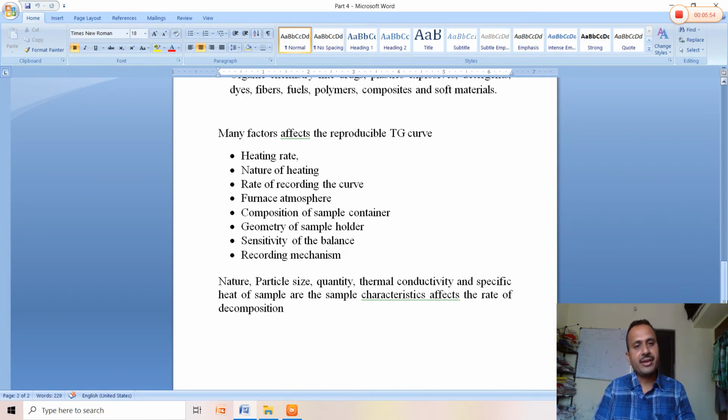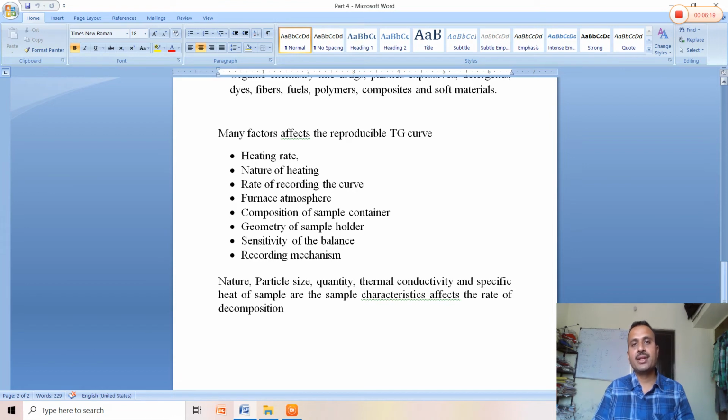Now here: heating rate, nature of heating, and rate of recording the curve. Heating rate is the rate at which heat is given to the sample. Next is the nature of heating, that is, whether fluctuations occur in the heating or not. The third is the rate of recording the curve, that is, what type of recording system is applicable in deciding the rate.